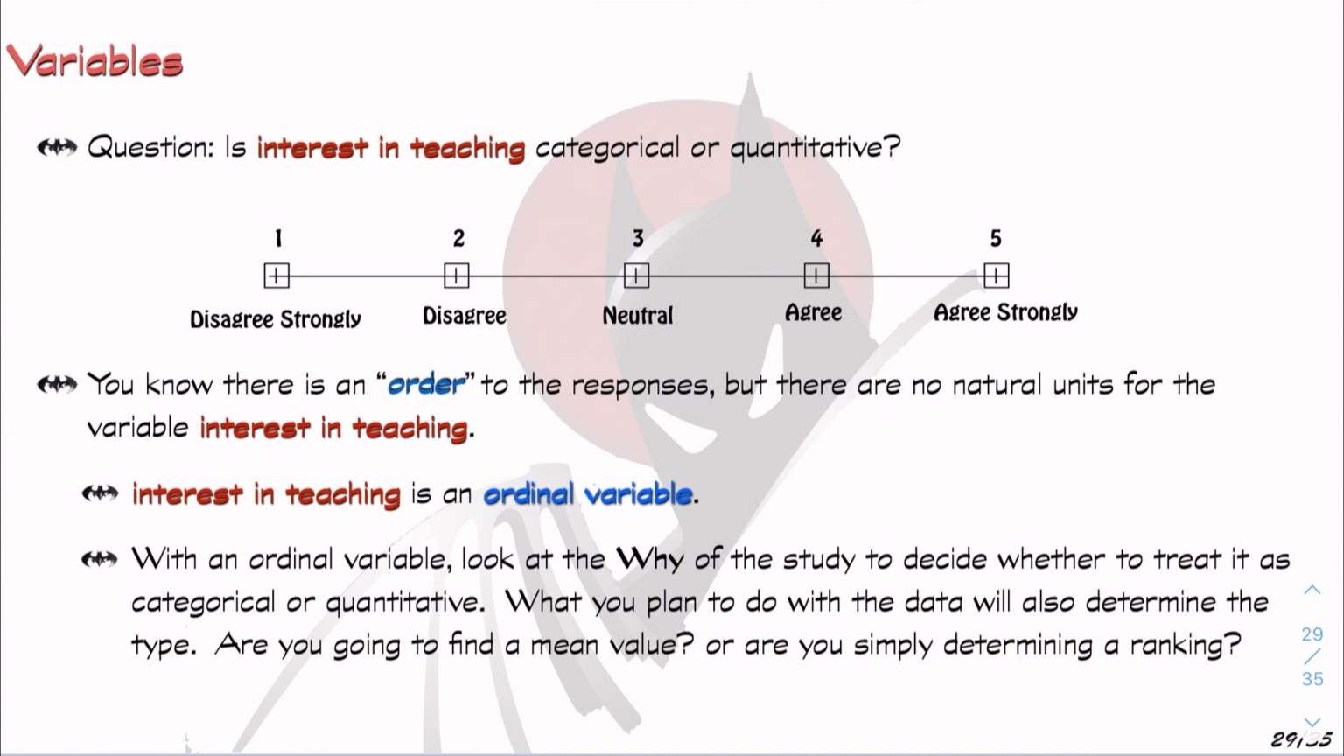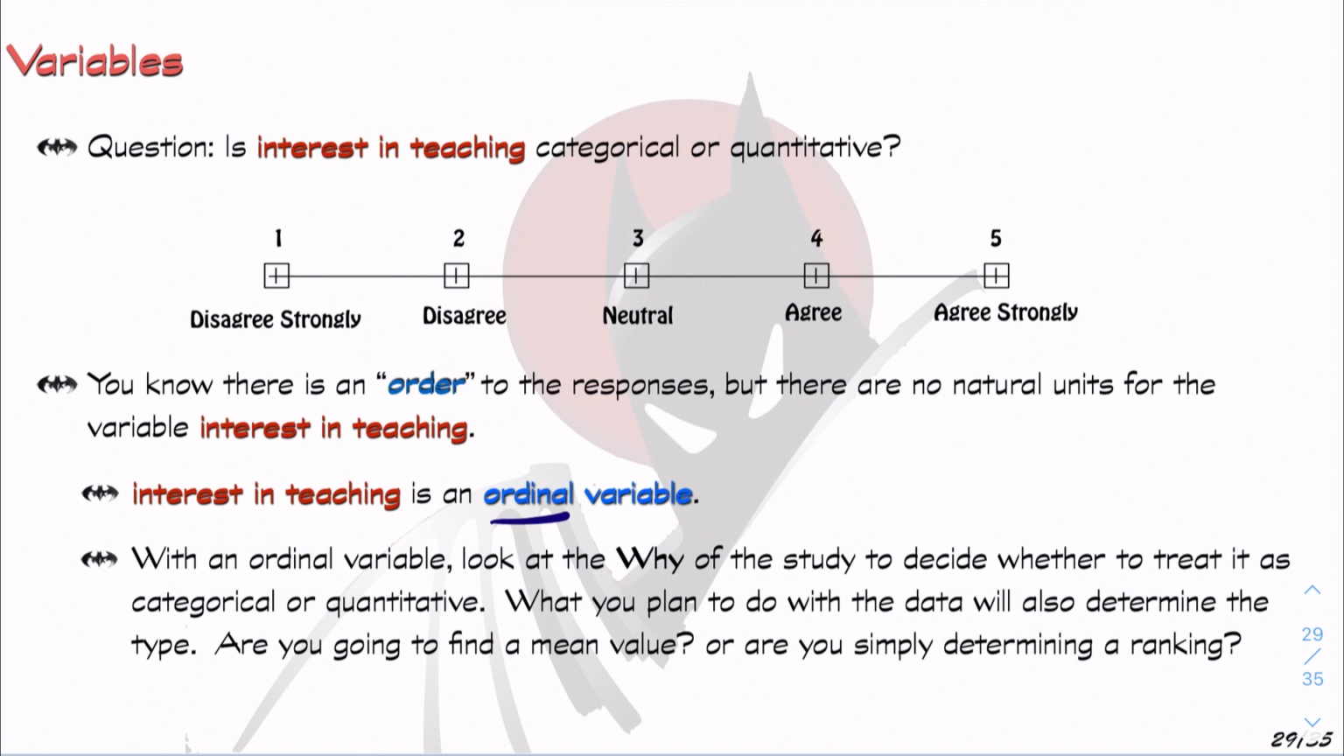Ordinal meaning order. With an ordinal variable, if you look at the why of the study, that will help you decide whether to treat it as a categorical or quantitative variable. So what you plan to do with the data will also determine the type. Are you going to find a mean value? Are we looking at the overall collection of students' opinions on this question? And then are we looking at the mean?